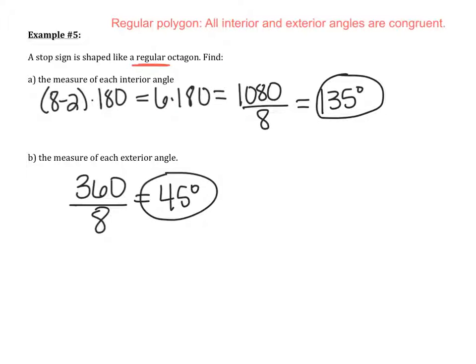So just keep in mind, you just take the total, divide by the number of sides that the polygon has. So for interior angles, you're going to do the sum of the interior angles. So we did the n minus 2 times 180, then divided by 8 to find the measure of each angle inside. For the measure of the exterior angles, we took the total, which for every polygon is 360, divided by 8 to find the measure of each exterior angle.